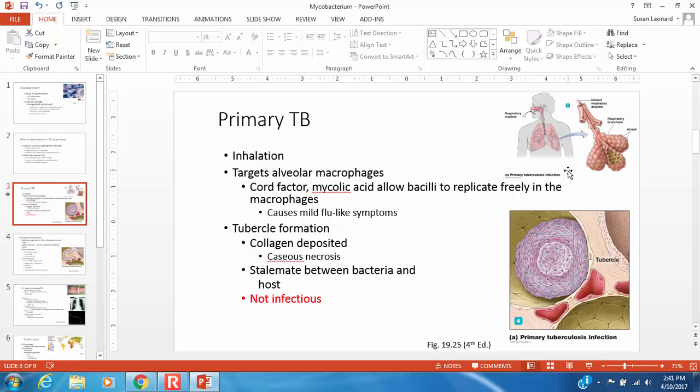And it turns out we have lots of macrophages in our alveoli. All right, so the bacilli get engulfed by the alveolar macrophages. And those virulence factors, like cord factor, the mycolic acid in the cell wall, enable the bacilli to replicate freely in the macrophages. So remember, this is like the criminal hiding out in the police station, right? The very cells that are supposed to kill it are where they actually live and proliferate.